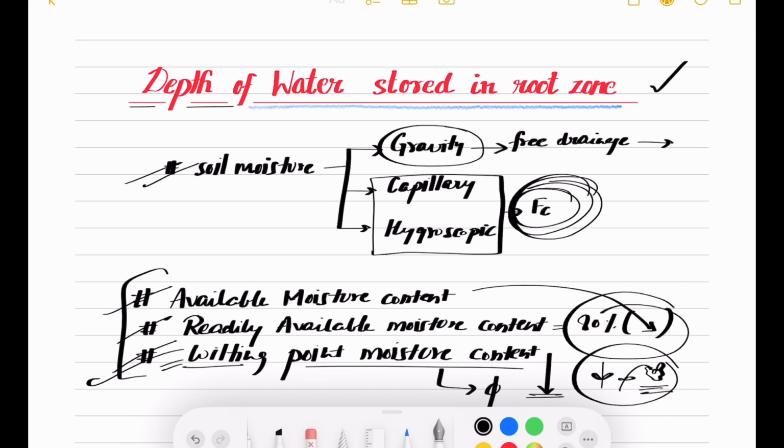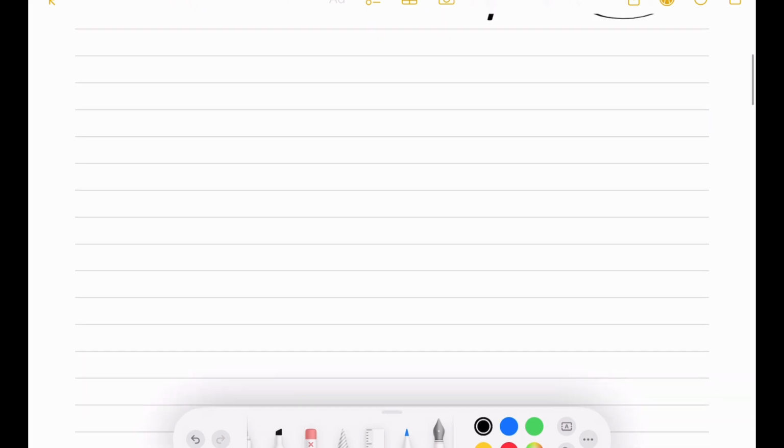Okay, in this lecture we are going to find the mathematical expression for the depth of water stored in the root zone, and from there we are going to find the mathematical expressions for the readily available water, the depth of water available, and the water that is not readily available to the soil. All right, so let's continue with this topic.